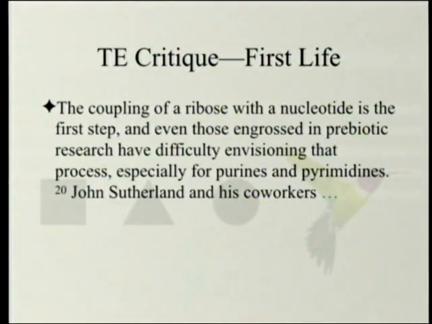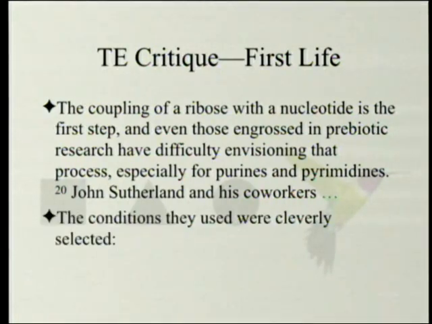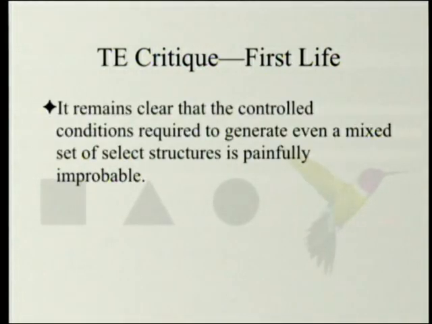The coupling of a ribose with a nucleotide is the first step, and even those engrossed in prebiotic research have difficulty envisioning that process, especially for purines and pyrimidines. And he notes John Sutherland and his co-workers and says the conditions they used were cleverly selected. And I'll skip over the clever selection here. It remains clear that the controlled conditions required to generate even a mixed set of select structures is painfully improbable.